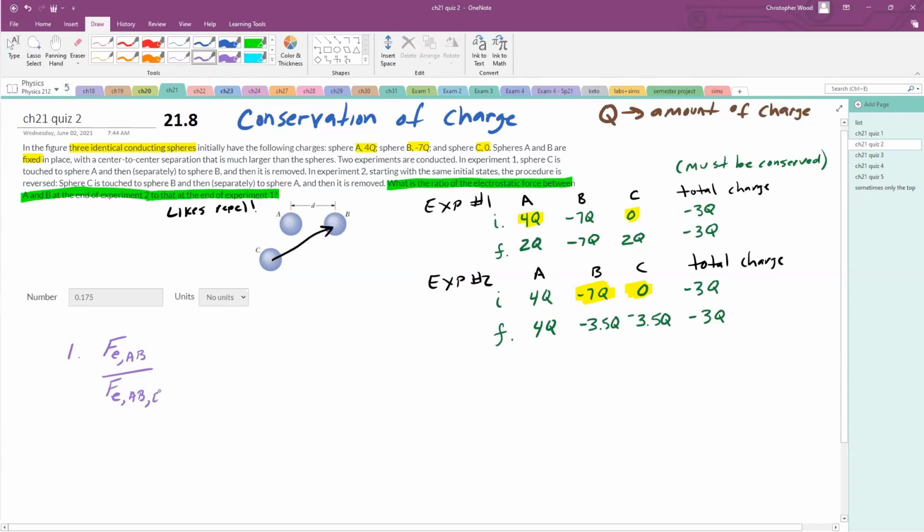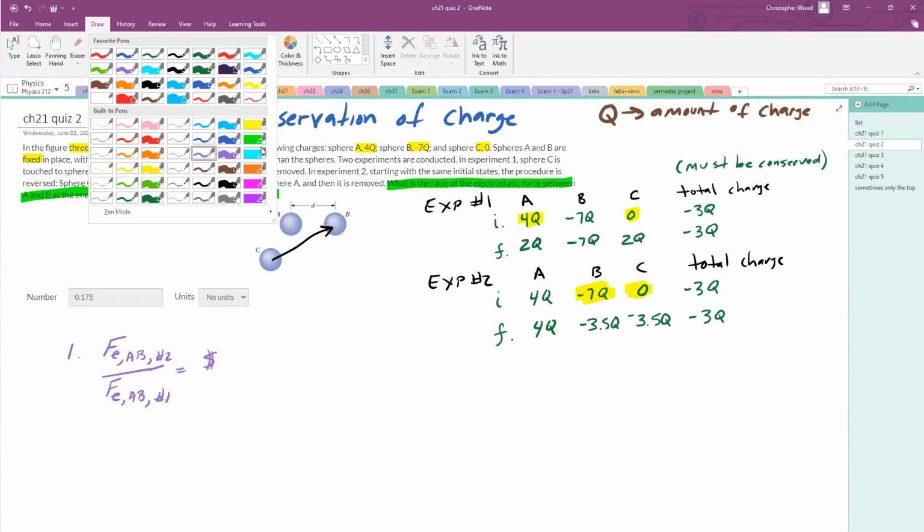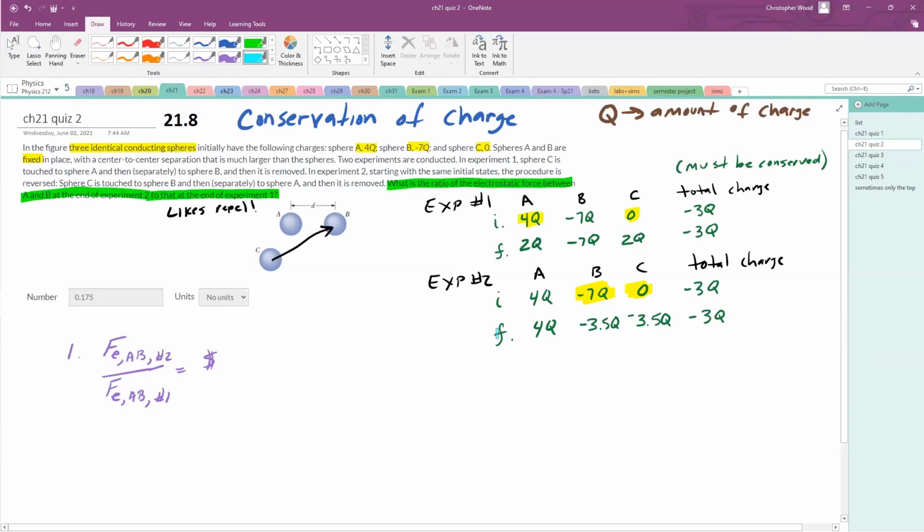Maybe I better do this. Experiment number 1 and number 2. And that's the dollar sign. Let me read that again. What is the ratio of the electrostatic force between A and B at the end of 2 to that at the end of 1? Okay, so I think I'm writing that down the right way. So I basically have to look at, here's the end of experiment 2. Here's the end of experiment 1.